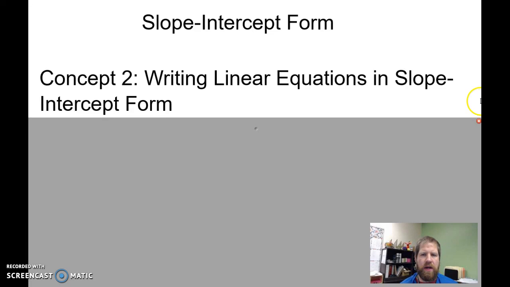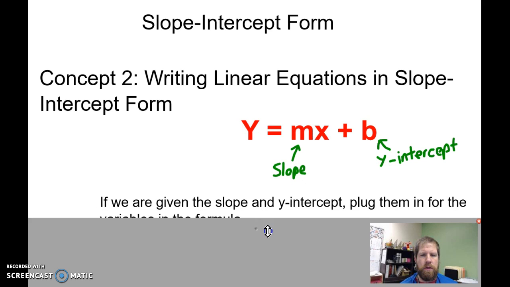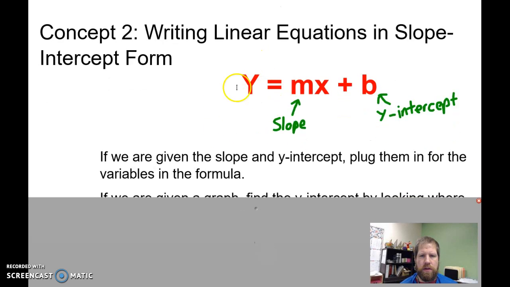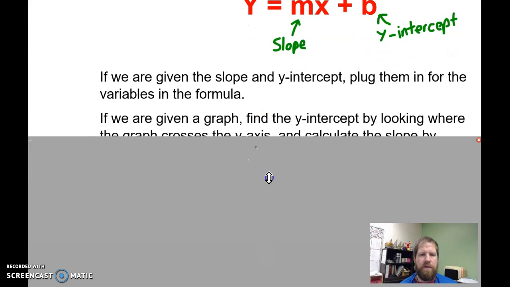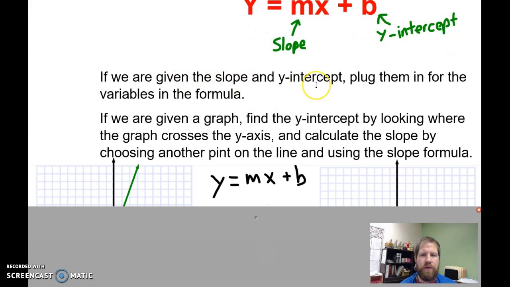Concept 2, writing linear equations in slope-intercept form. Once again, slope-intercept form: y equals the slope times x plus the y-intercept. If we're given the slope and the y-intercept, it's easy to plug them in for the variables.